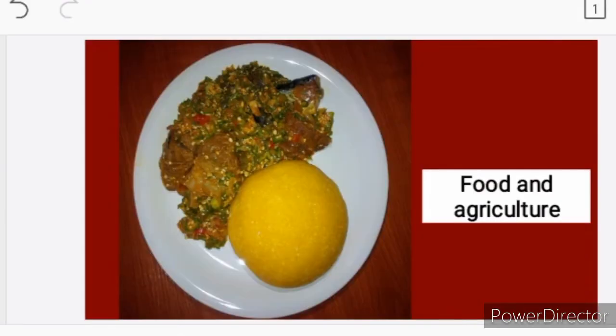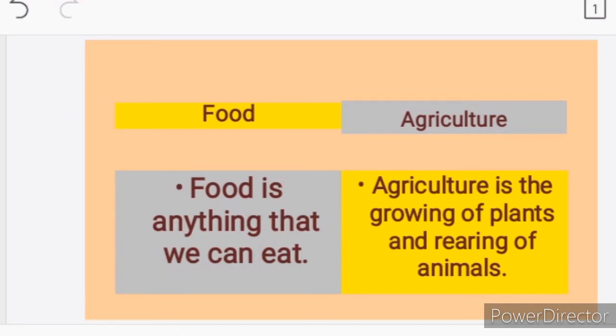Now let's look at the fourth aspect of culture, which is food and agriculture. Let's look at the meaning of food first of all. Food is anything that we can eat, anything that you can put in your mouth, chew and swallow that will not cause harm to you is known as food.